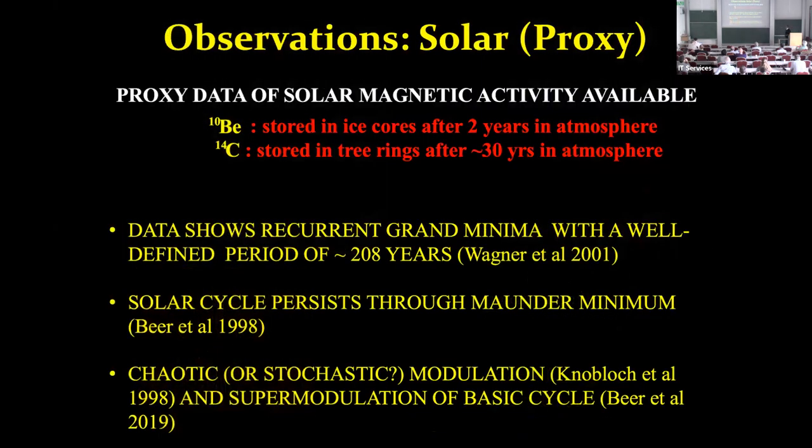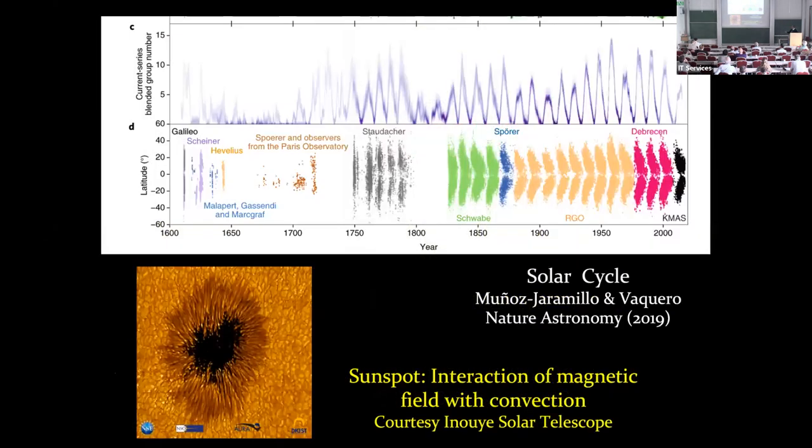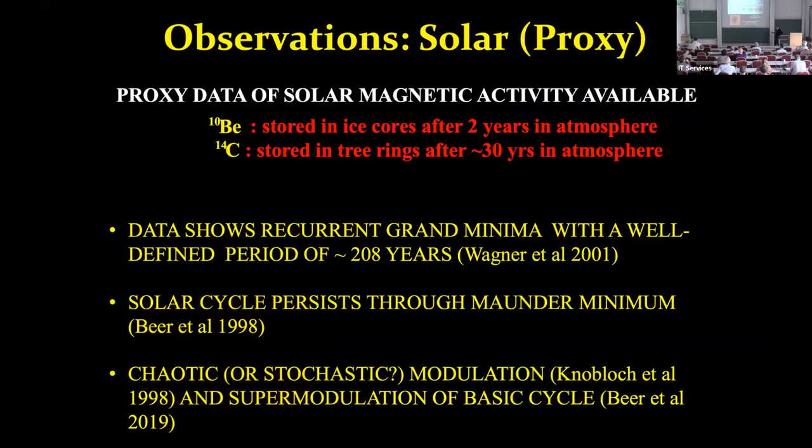Okay, what else do we know about the sun? Well, we have data going back to essentially the invention of the telescope, somewhere around the start of the 17th century. We can get more data going back a lot further, so-called proxy data of solar magnetic activity. And this we get from terrestrial isotopes, either beryllium-10 or carbon-14. So beryllium-10 is stored in ice cores after 2 years in the atmosphere, and carbon-14 is stored in tree rings after 30 years. So you can't really see the 11-year cycle in carbon-14 because it gets washed out by the time it's in the atmosphere.